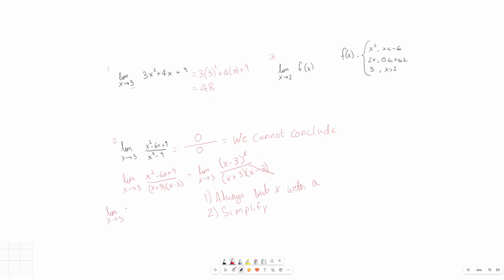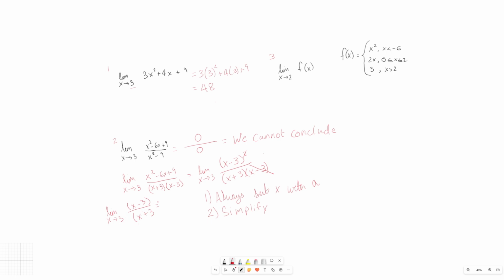So this works usually when there's a hole, or there's no point there, but the graph still travels in that direction. So we can determine the limit. So here it seems to be working. So we have x minus 3 over x plus 3. Okay, now, since we have simplified it, now we can plug it in.